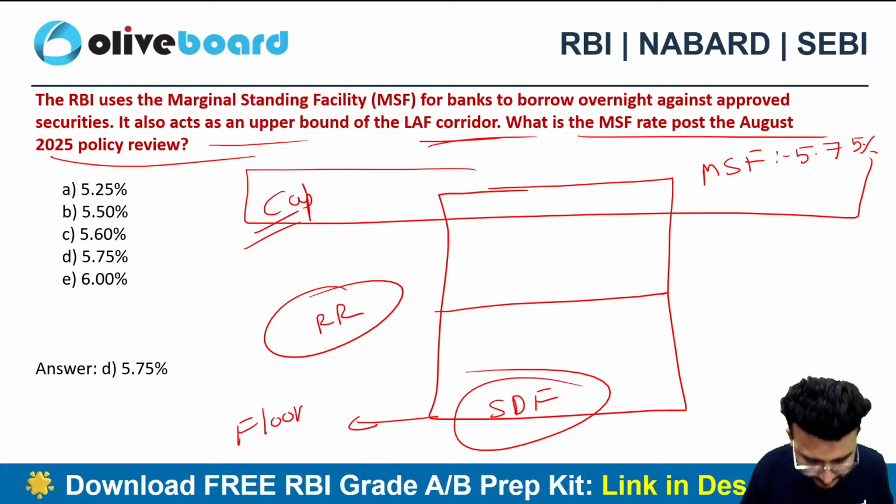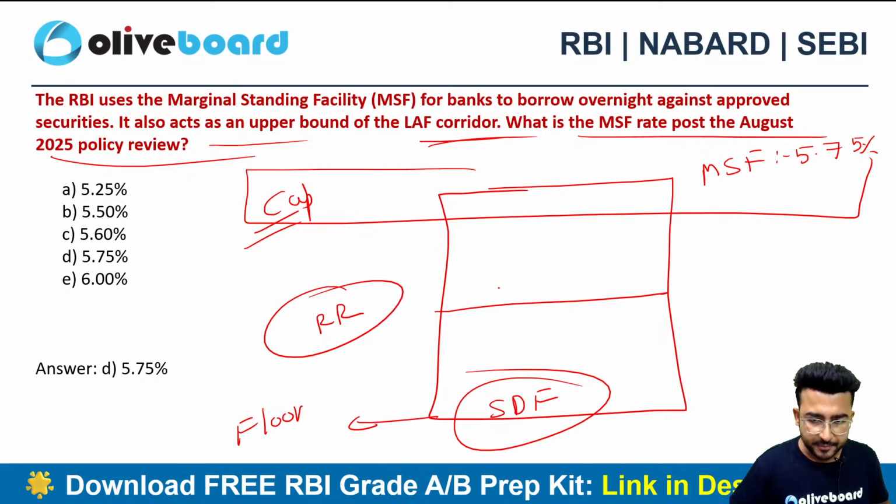Okay. Perfect, Yuti. 5.5% repo rate and 5.25% SDF. Perfect.